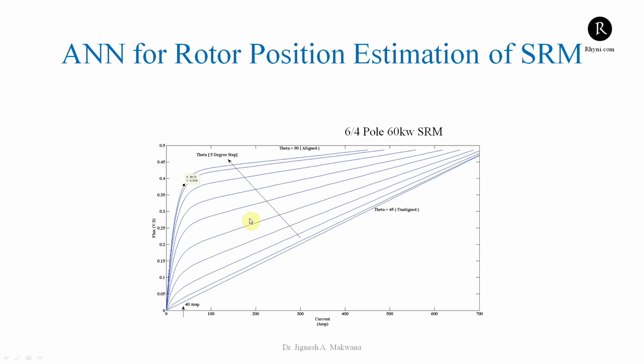So this is a totally non-linear relation, and to find the rotor angle from the data of flux and current, we must require a lookup table or data, but instead we are going to use the artificial neural network to solve this problem. Two inputs are required, flux and current. If we have this data, then the output should be the prediction of the rotor angle.